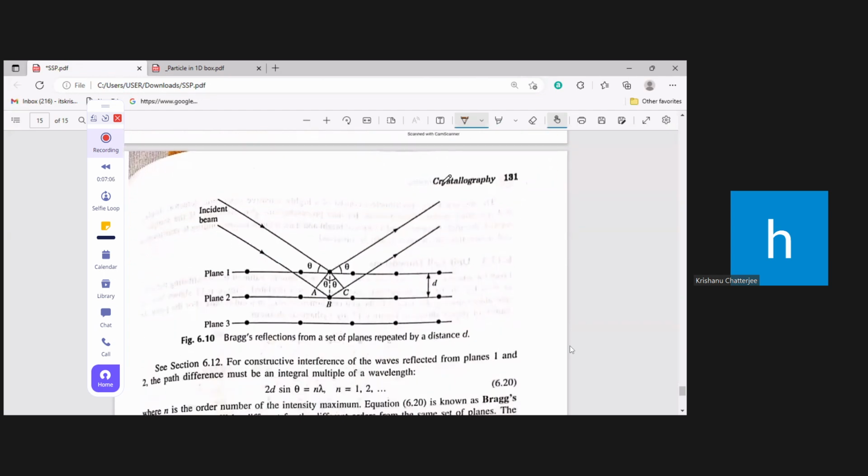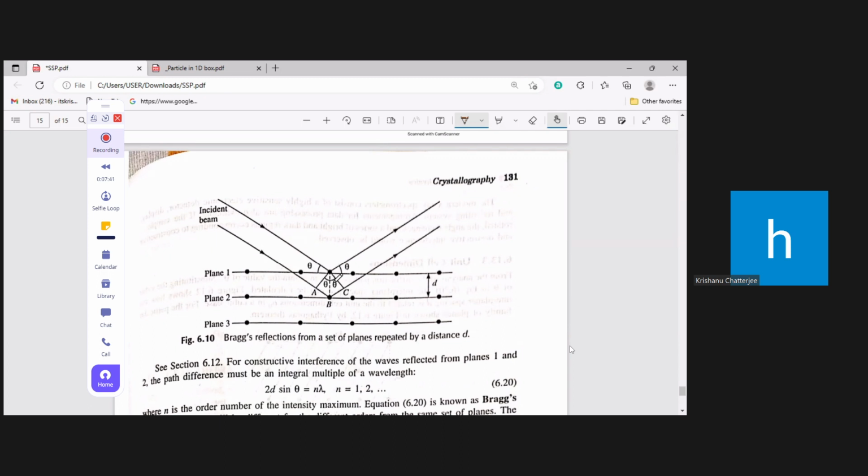And if we think, actually this is diffraction, but we are treating it as reflection, Bragg's reflection from a set of planes repeated by a distance D, right. And if we think that they interfere constructively, that means we are getting some light, constructive interference, then obviously the path difference should be an integral multiple of lambda. That we know, we have read already.